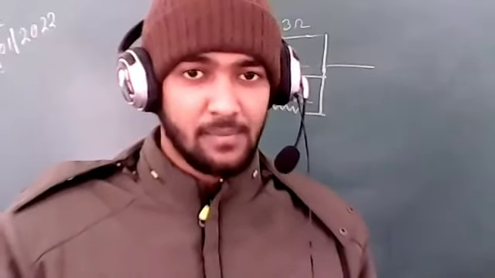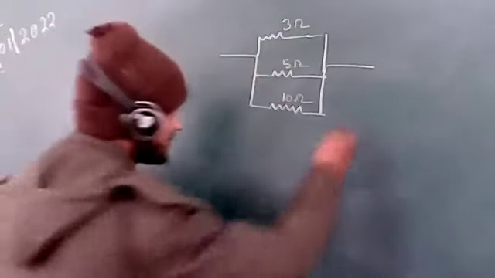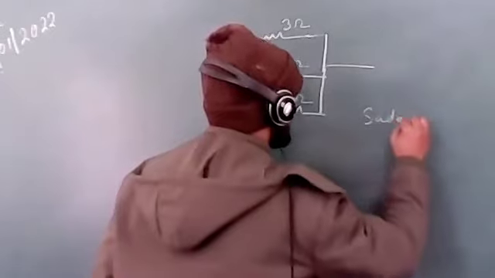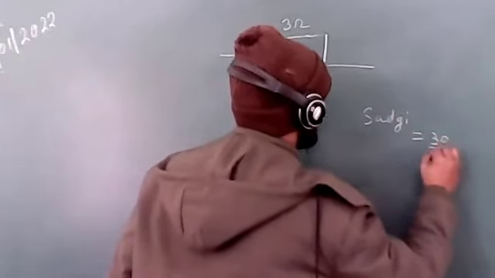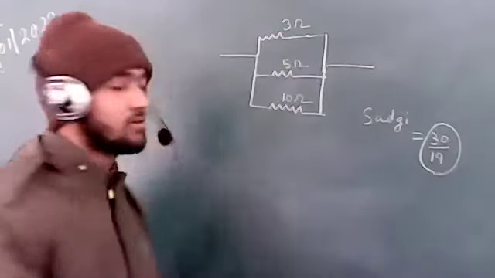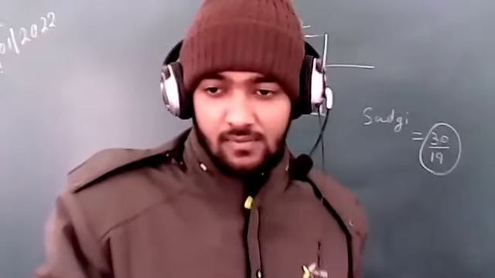Okay, Utso, you want to ask something? Abhinav? Okay, if you have no doubt, just put your hands down. Yes, Sadhgi, you want to ask something? Sir, I've got the answer. Your answer? 30 upon 19. Yes. Okay, we will check. Just mute yourself.